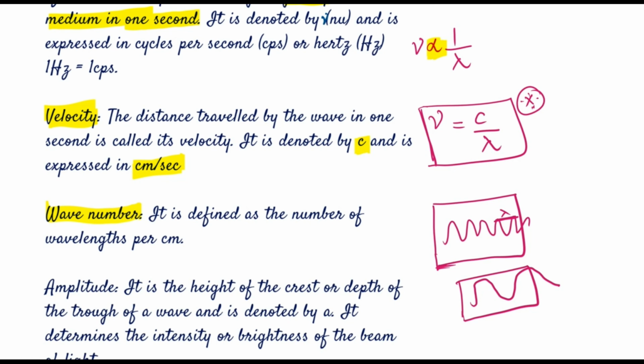Wave number is referred to as nu bar, which is equal to 1 by lambda. Or you can write it like nu bar, which is equal to nu by c. Because we know that nu is equal to c by lambda, just do the substitution and you get the formula.